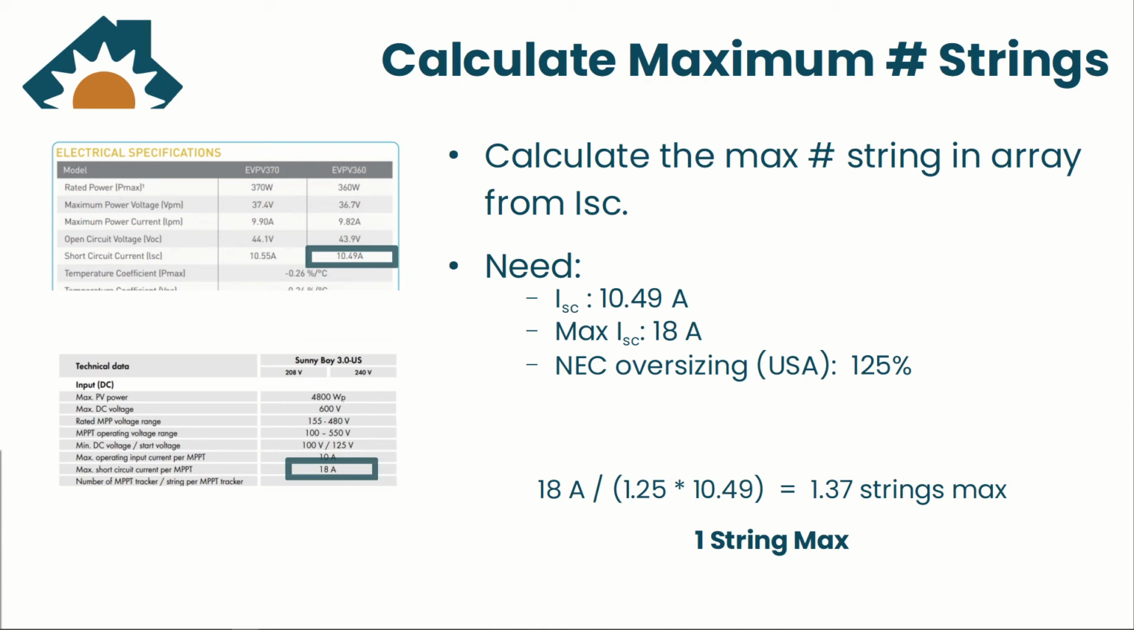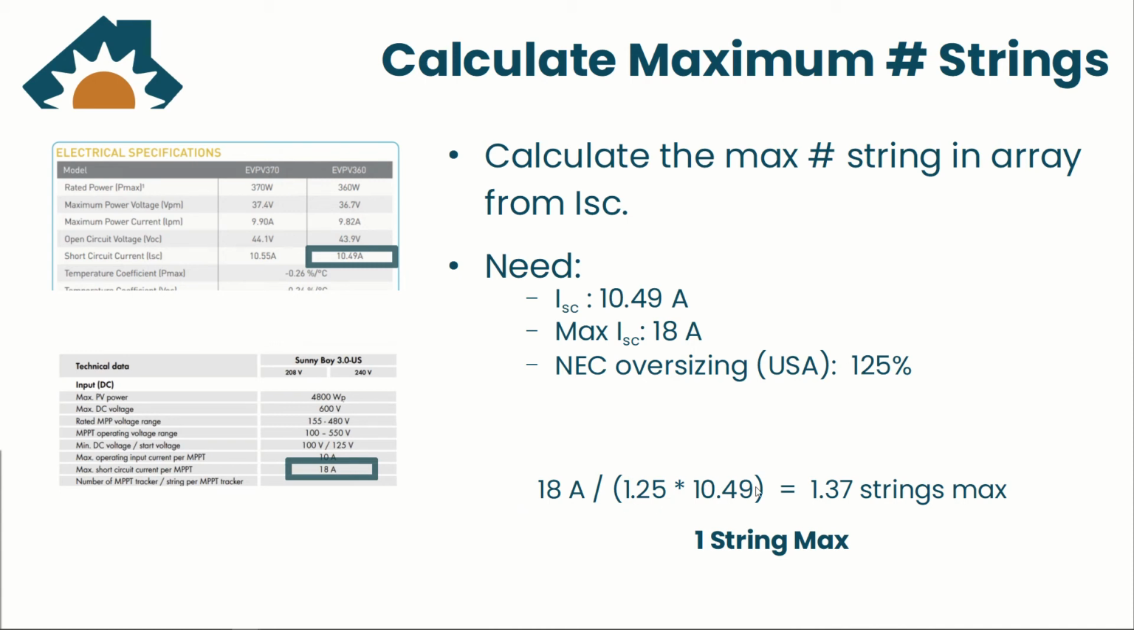This is the number that we will be using. If your area doesn't require this or requires a different factor, please use that number. So doing our calculation, we have our 10.49 per module, or per string, I guess, and we have to take that 125% safety factor, and then we take this 18 amps and divide it by that, and we can see how many strings maximum we can have.